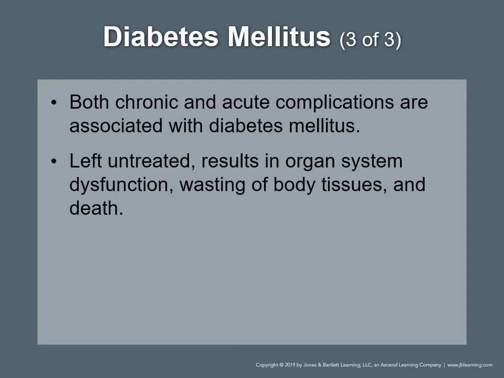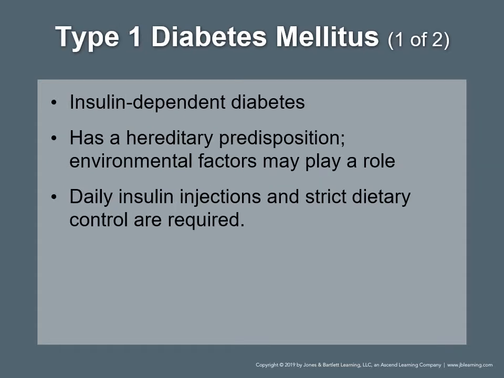Two forms of diabetes exist. Type 1 was formerly known as juvenile onset diabetes, and type 2, formerly known as adult onset diabetes. Prediabetes is now recognized as a warning sign that may precede the development of type 2 diabetes. Type 1 diabetes mellitus. Historically, this has been referred to as insulin-dependent diabetes mellitus or juvenile onset diabetes because it generally affects children. It has a hereditary predisposition. Environmental factors may play a role.